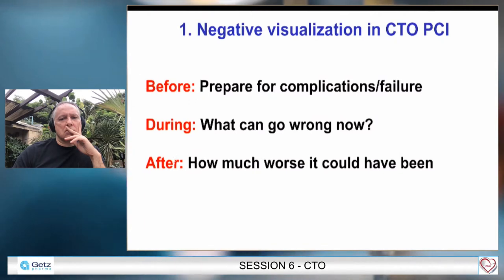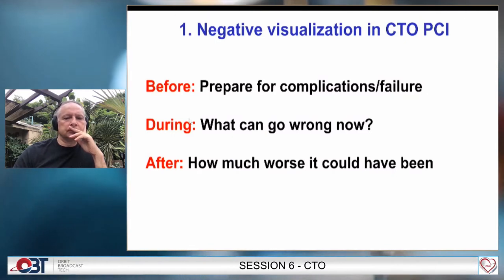This can happen during any stage of the procedure. Before the procedure, by thinking what can go wrong, it helps us prepare for complications and failure and how we're going to respond to these issues. During the procedure, it helps us be on a constant alert. What could go wrong now? Could I have a donor dissection? Could the ACT be low? And this way, we can identify problems earlier and correct them early on before they become bigger. And then after the procedure, even if things have not gone in the best way, they could always have been worse.